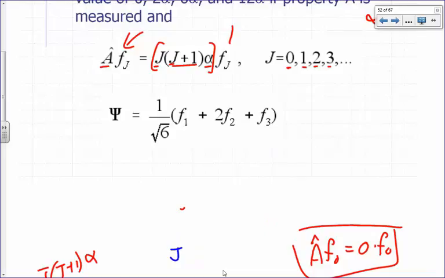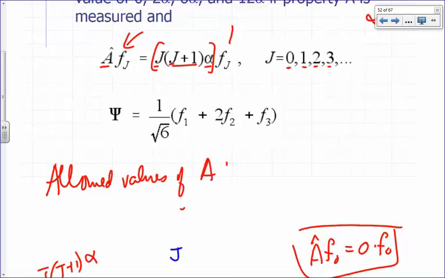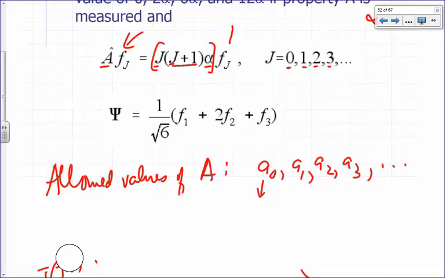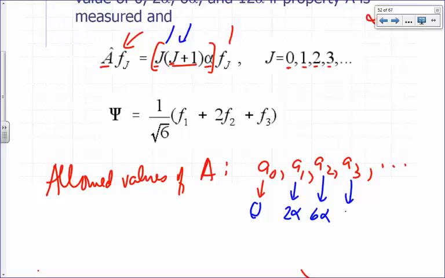0, right? So allowed A's would be A0, A1, A2, A3, and so on, right? What is A0? 0, right? What is A1? 1 times 2 alpha, so it's 2 alpha. What is A2? 2 times 3 alpha, that's 6 alpha. What is A3? 3 times 4 alpha, so 12 alpha, and so on.